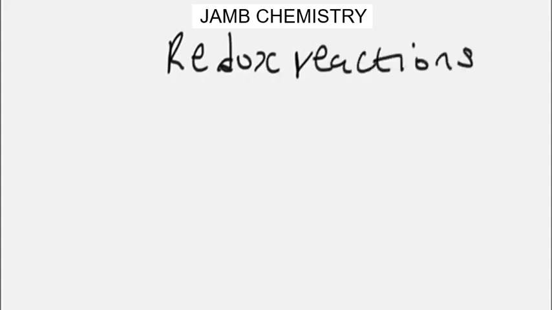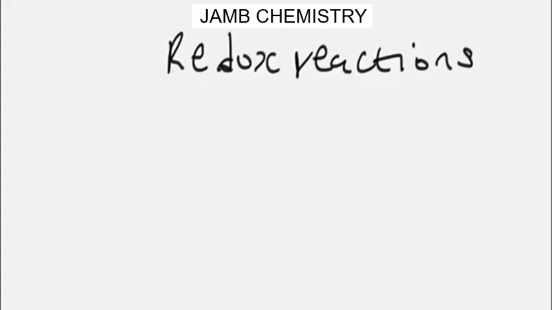Now, redox reactions happen when oxidation and reduction reactions occur at the same time. So when oxidation and reduction reactions occur at the same time, we call it what? Redox reaction. Now, when we treated separating metal from metal oxide, we defined oxidation reaction as addition of oxygen and reduction reaction as removal of oxygen.